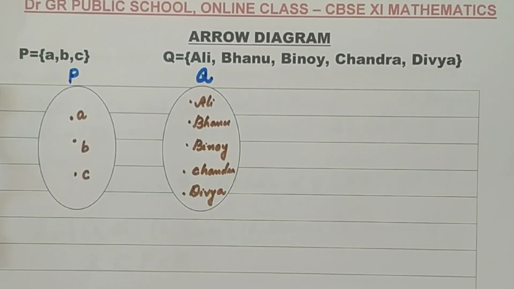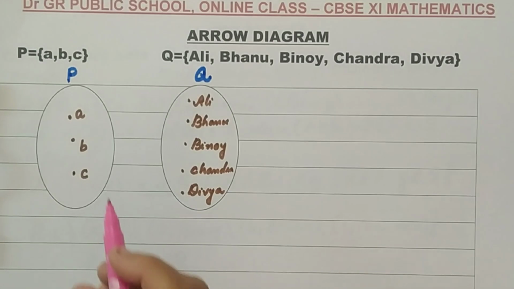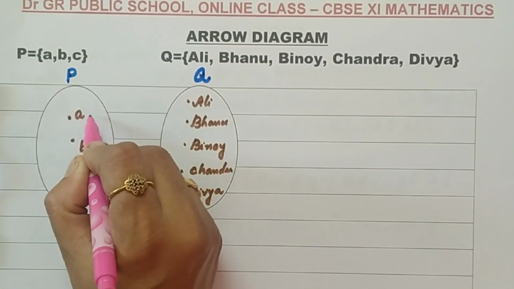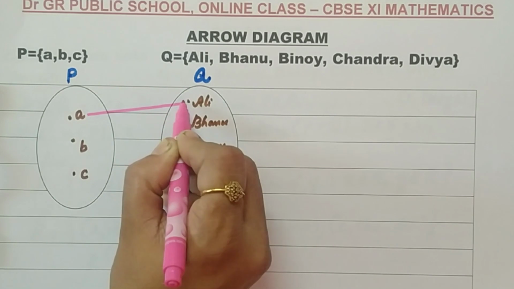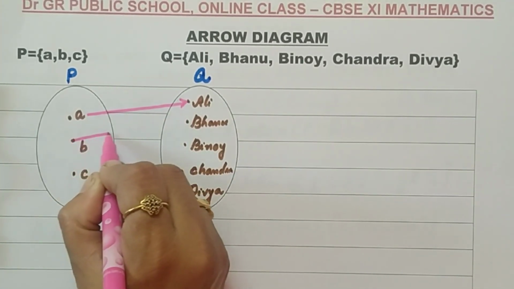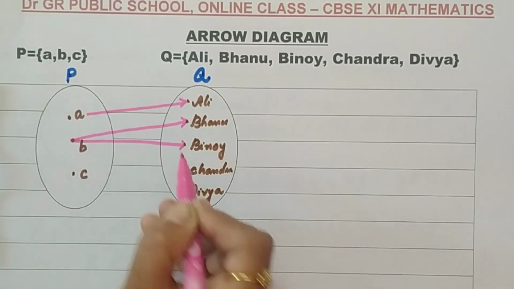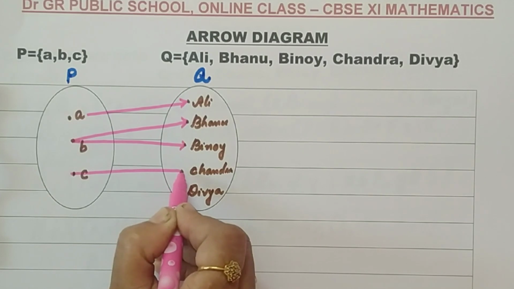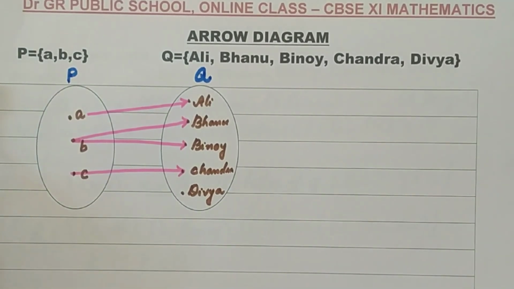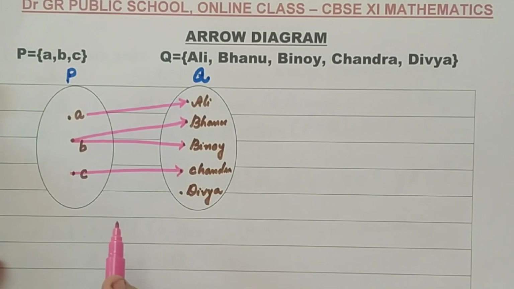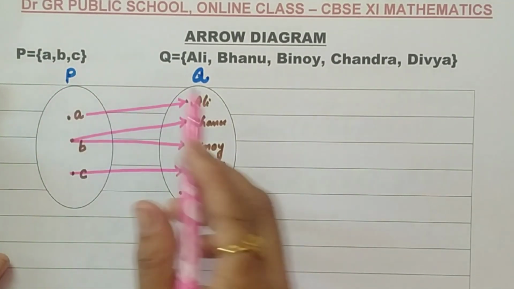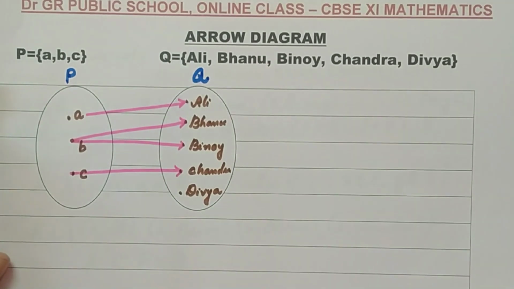Now, as per our relation, I am going to connect the elements by means of arrows. A is connected with Ali. B can be connected with Bhanu, as well as B can be connected with Binoy. C can be connected with Chandra. This pictorial representation of the relation is called an arrow diagram. So an arrow diagram is a visual representation of a relation.